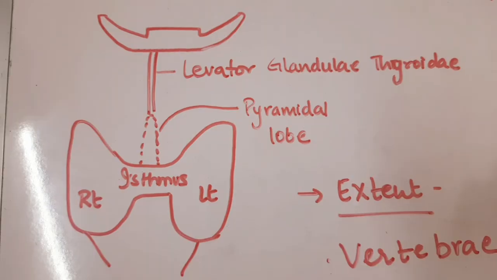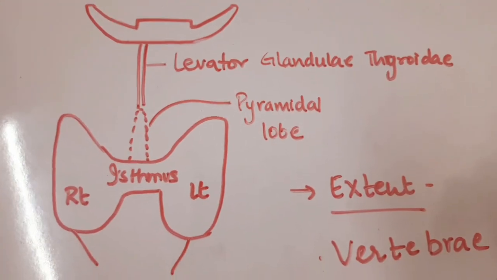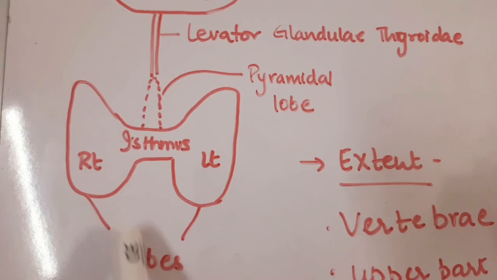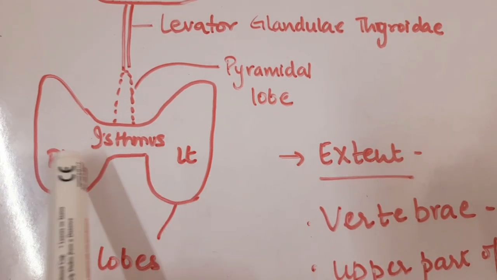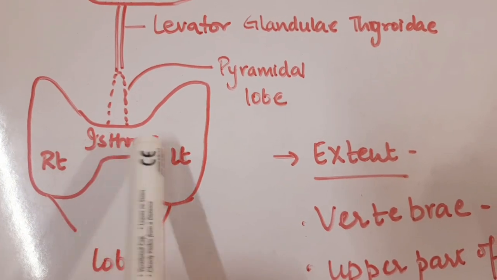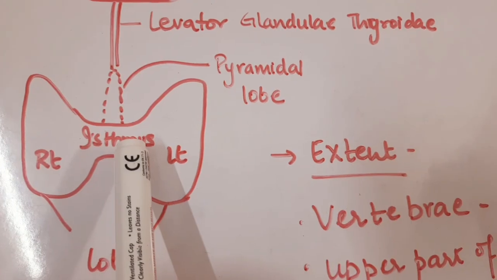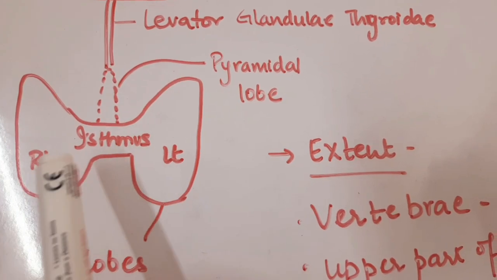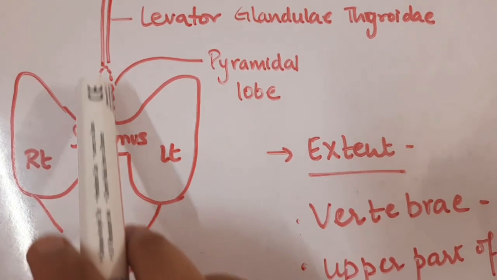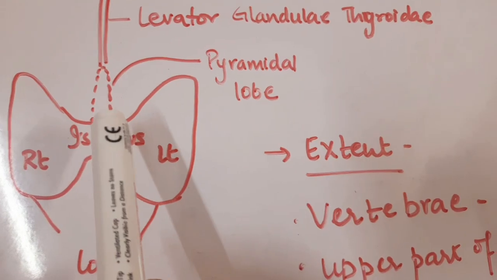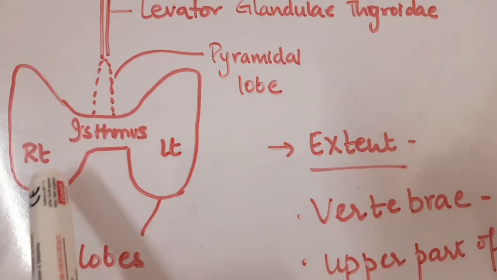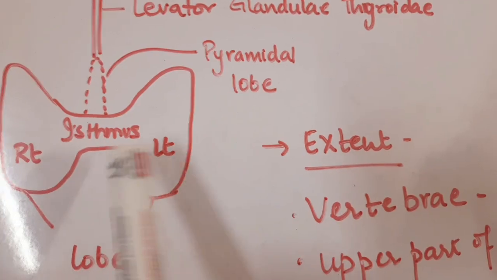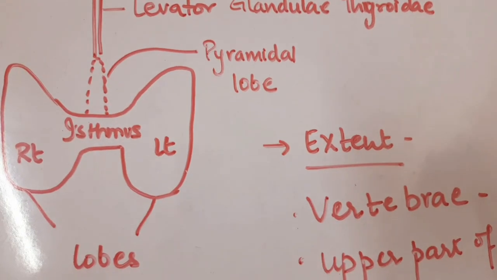If we look at the basic structure of the thyroid gland, it has two lobes, which is the right lobe and the left lobe. These two lobes are connected by a structure called the isthmus, which lies in between these two, and there might be sometimes one additional lobe, which is the third lobe or the pyramidal lobe. So what do we have? We have the right lobe and the left lobe, the isthmus and the pyramidal lobe.